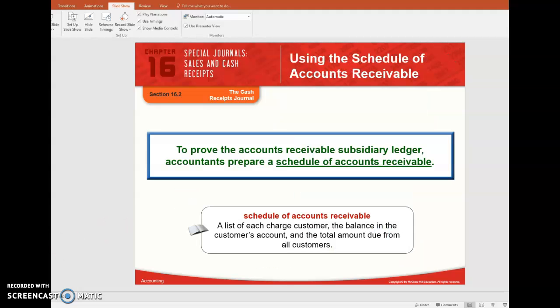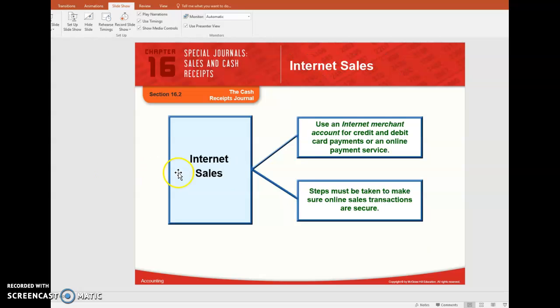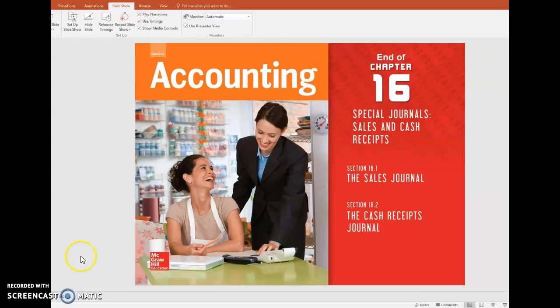But to prove the accounts receivable subsidiary ledger, accountants prepare a schedule of accounts receivable. That lists the names of the clients, and when you add them all up, it should equal what's in your accounts receivable ledger. Possible errors in a subsidiary ledger: failing to post a transaction or miscalculating. Internet sales, using an internet merchant account. They're saying you should, if you use anything like that. So that basically sums up what I wanted to share in chapter 16. So thanks.